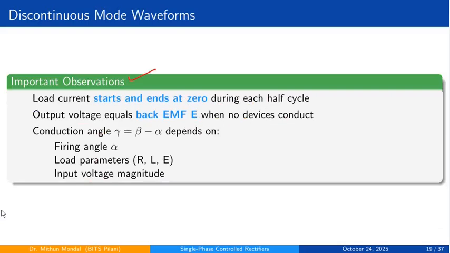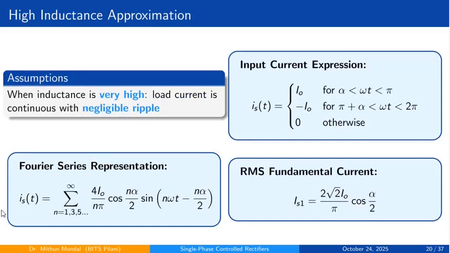What are the important observations? The load current will start and end at 0 during each half cycle. So here the load current is becoming 0 and the output voltage will equal the battery EMF when no device is conducting. The conduction angle gamma is equal to beta minus alpha, and it will depend upon three important parameters: the firing angle alpha, the parameters of the circuit, that is resistance, inductance and the battery voltage, and the input voltage magnitude. So that will decide the conduction angle.